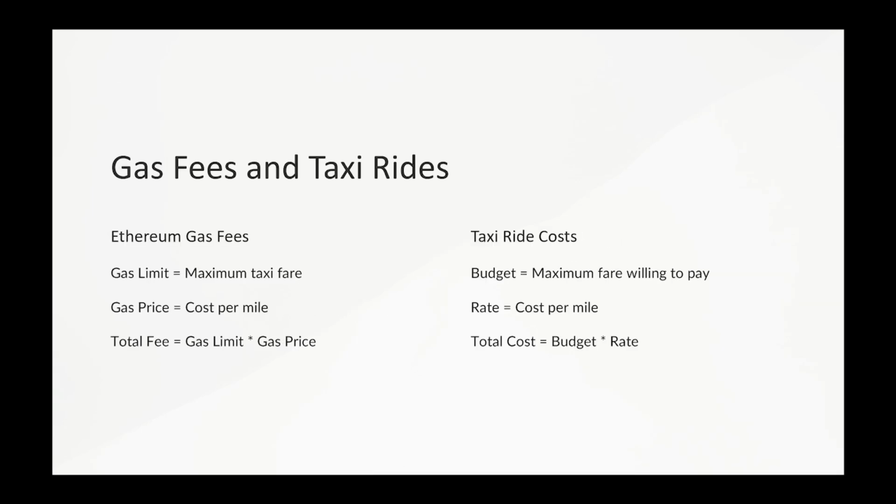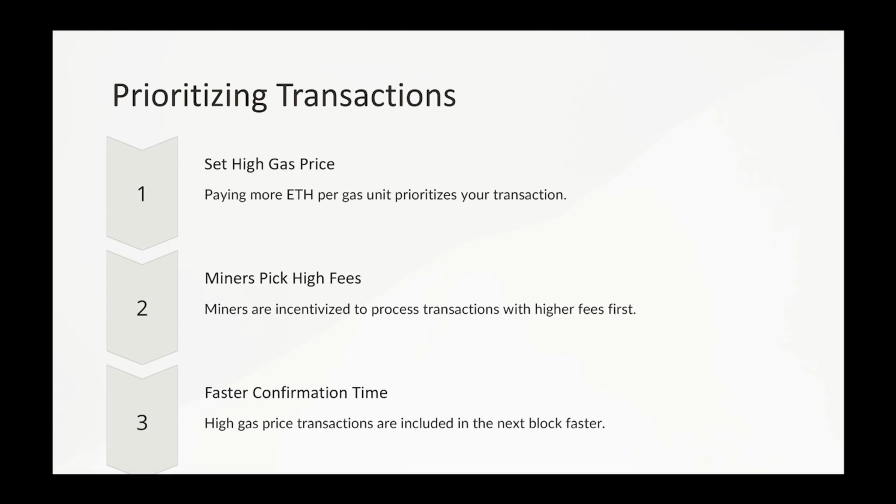Another analogy can be made between gas fees and taxi rides, as you can see here. Let's say you need to prioritize your transaction. You can do so by increasing your gas price. Miners would obviously want to process transactions which pay them more first, and hence, the higher the gas fee, the less time it will take for a transaction.